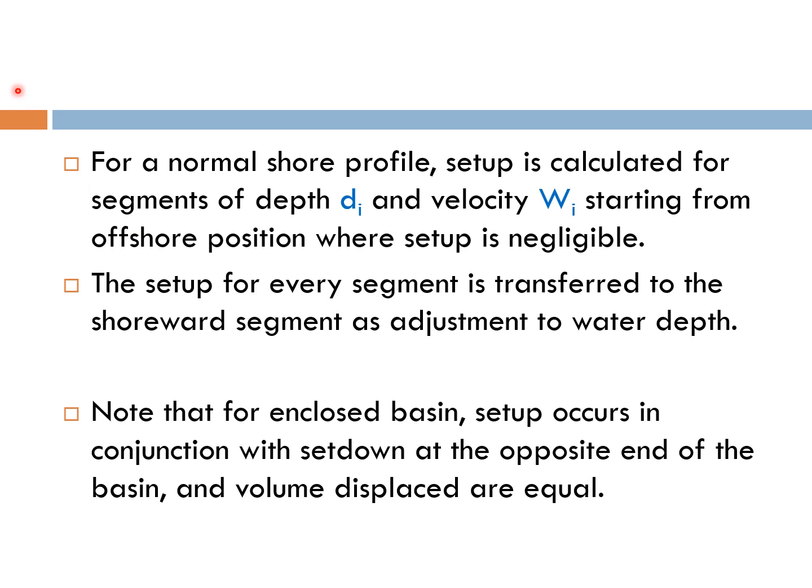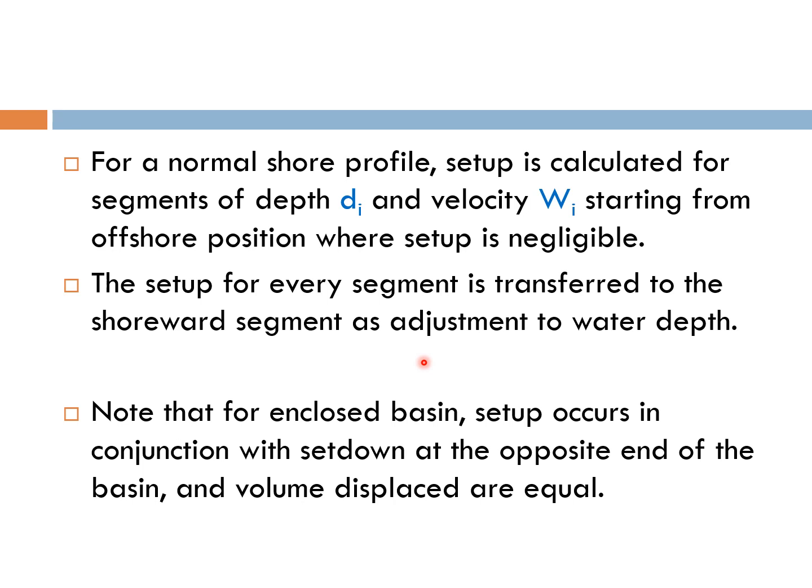As before, since the wind may act over a large distance with different depth, so for normal shore profile, whereby the depth changes from one segment to another segment, then we will have to look at the velocity of the wind in individual segment, starting from the offshore position where the setup is negligible. So for every segment, we will be able to calculate the wind setup, and the setup is transferred to the successive segment as an adjustment to the water depth.